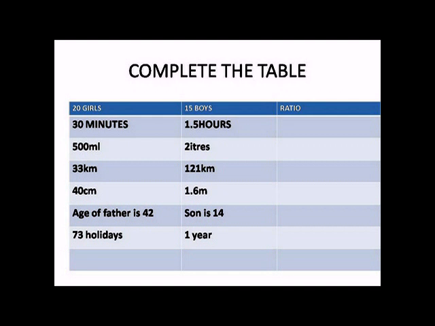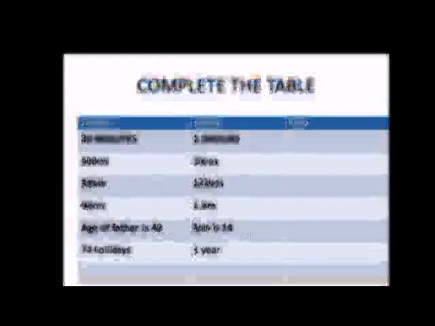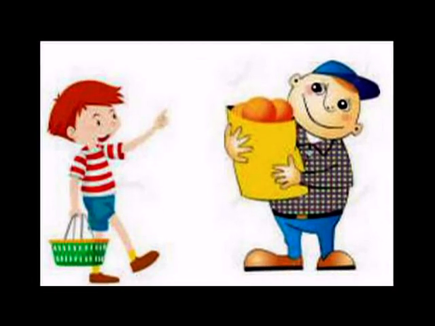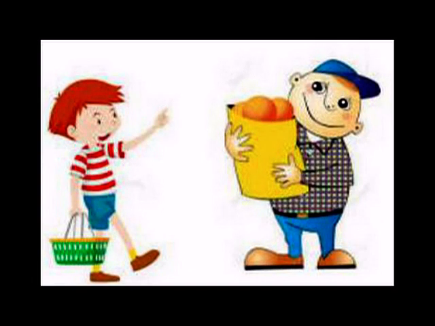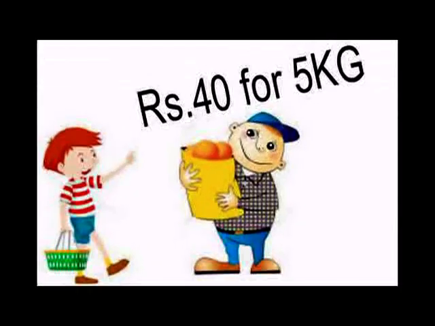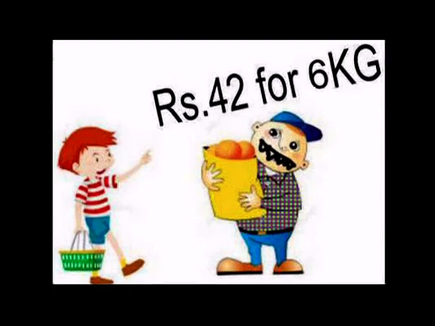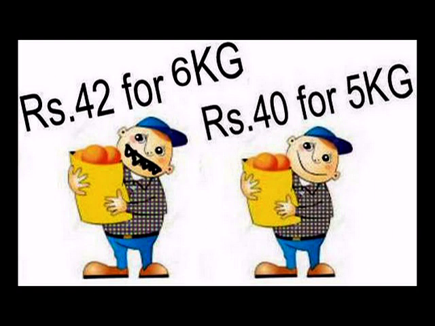And the next one is how to apply these ratios in our daily life. That is the application. For example, Raju went to the market to purchase tomatoes. One shopkeeper tells him that the cost of the tomatoes is rupees 40 for 5 kg. Another shopkeeper gives the cost of 6 kg for rupees 42. And this is a creative critical thinking question. Should he purchase tomatoes from the first shopkeeper or from the second shopkeeper? That is the question.